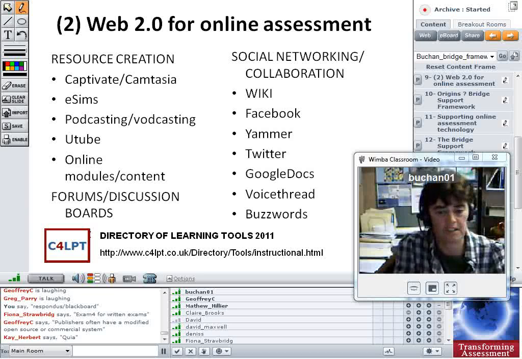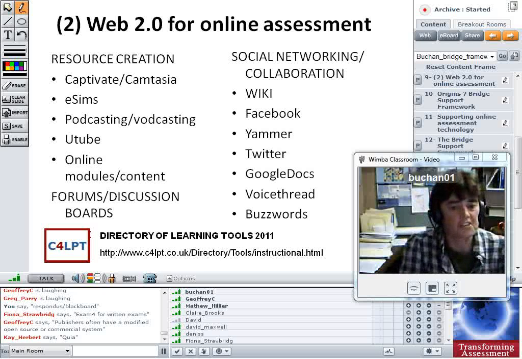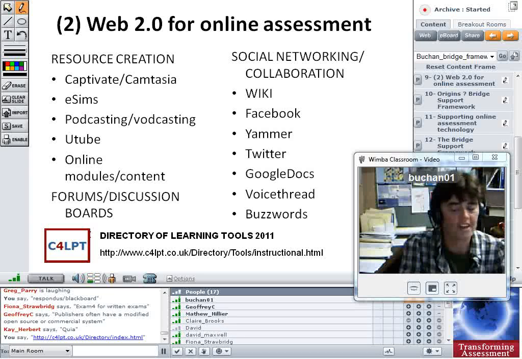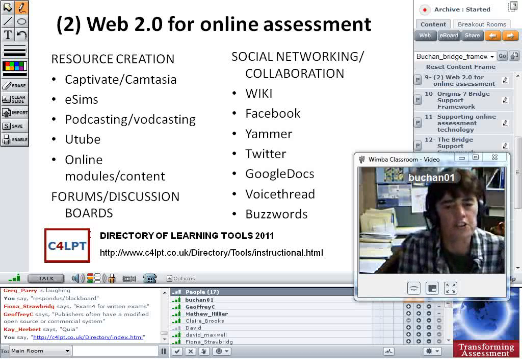Forums and discussion boards have been around as some of the early tools, but there's a lot more use of those in online assessment, and those fit in with the next category, which is collaboration and social networking. So you've got the whole gamut of wikis, Facebook, Yammer, Twitter, ways in which people can engage with one another. There's some interesting work that people are doing with these different things. I'm not going to go into a lot of detail, but if anybody has any useful links or aspects of that, it would be really useful to share with the group.